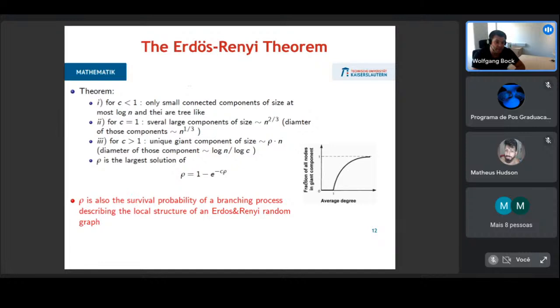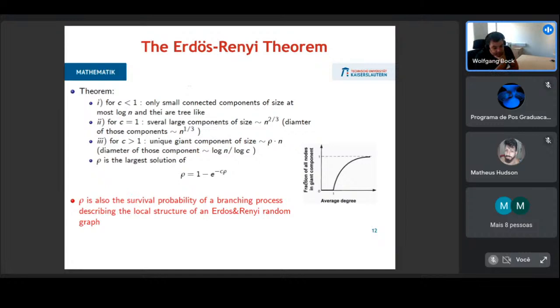For C equal to 1, you suddenly have several large components of size n to the power 2/3, and so the diameter of the components is the third root of n, which is already quite huge. And if C is larger than 1, there exists a unique giant component of size rho times n with diameter log n over log C. This is a standard theorem, and rho is the largest solution of rho equals 1 minus e to the power minus C rho.